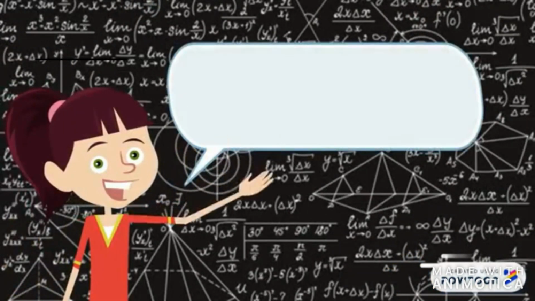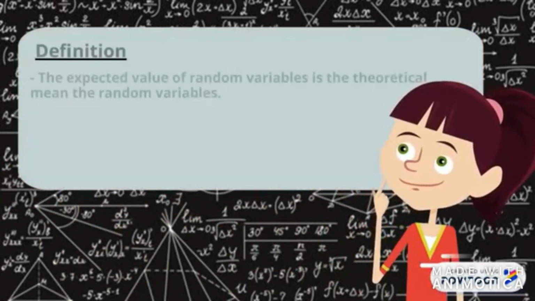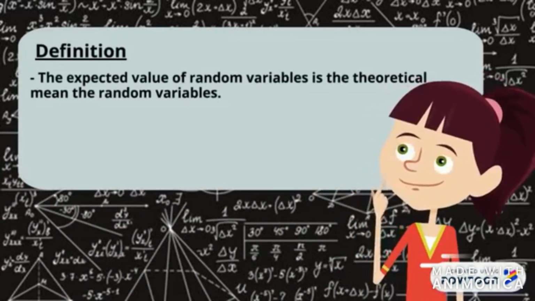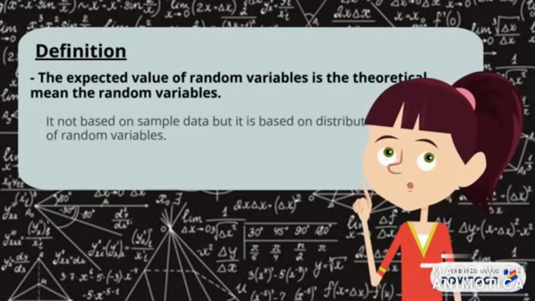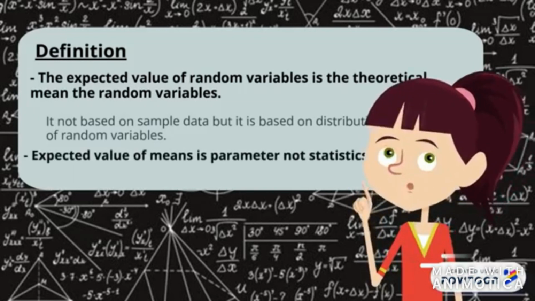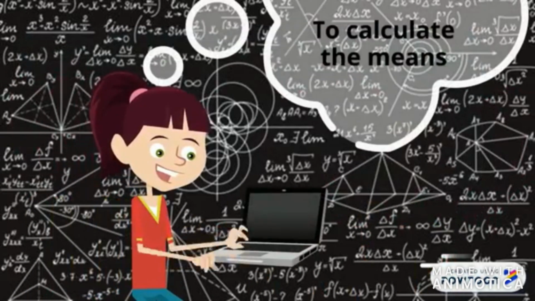Next, let's move to the definition of expectation, or mean. The expected value of a random variable is the theoretical mean of the random variable. It is not based on sample data, but it is based on the distribution of the random variable. Expected value, or mean, is a parameter, not a statistic. Now, let's move to how to calculate the mean.